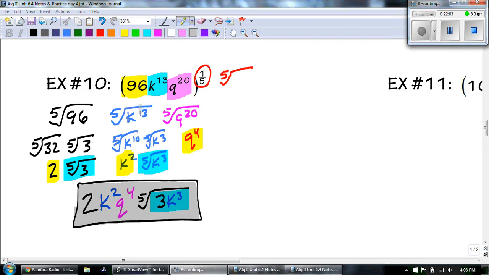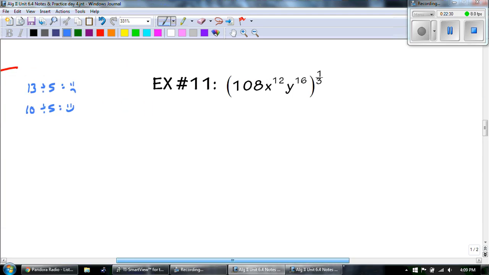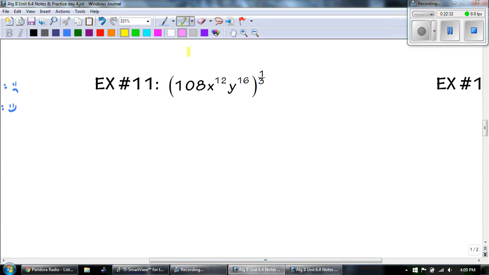Okay, so breaking down k to the 13th to the fifth root. Remember we checked 13 is not divisible by 5. The closest number is 10. Okay, so those missing 3 numbers is my remainder. So that's why we have 3k cubed under the fifth root, and then 20 divided by 5 gives us 4. Okay? Don't worry, I'll do the next one with you.